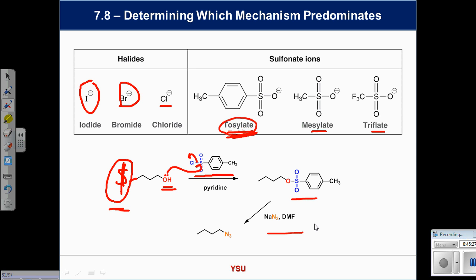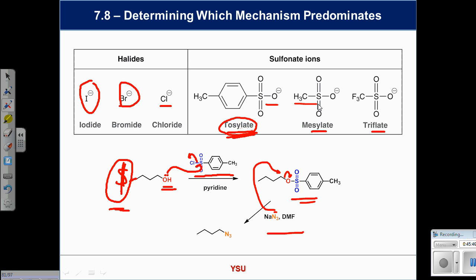Now, what will happen? Where's the nucleophile down here? Which part is the nucleophile? N3 minus, right? That's got negative charge. It has to come in here, attack from the back, and it will kick this out. Why should that be such a good leaving group? Look what you get. Resonance stabilization right over there.